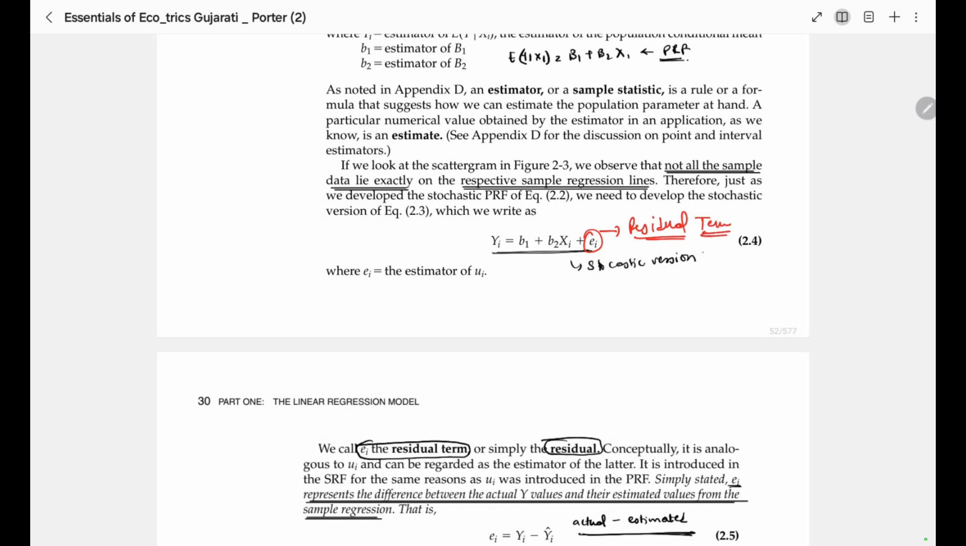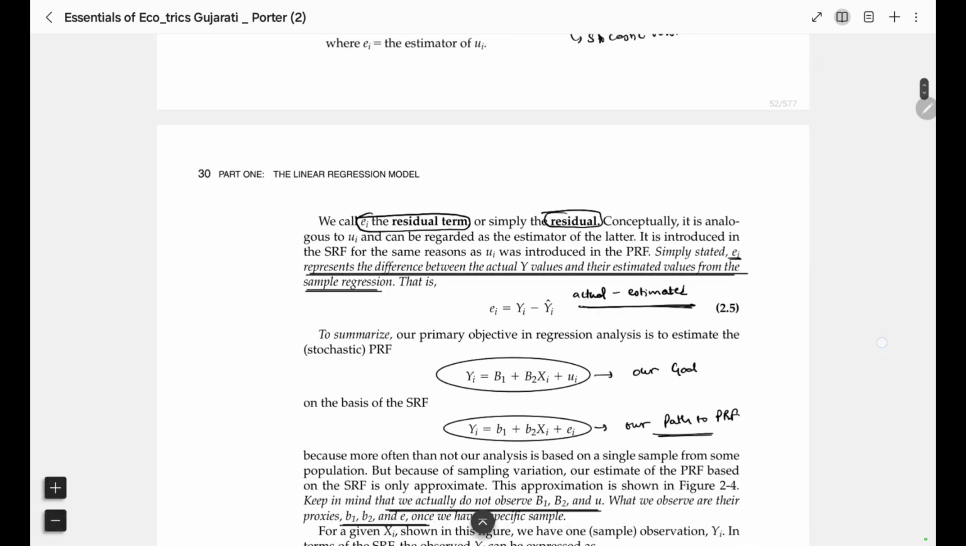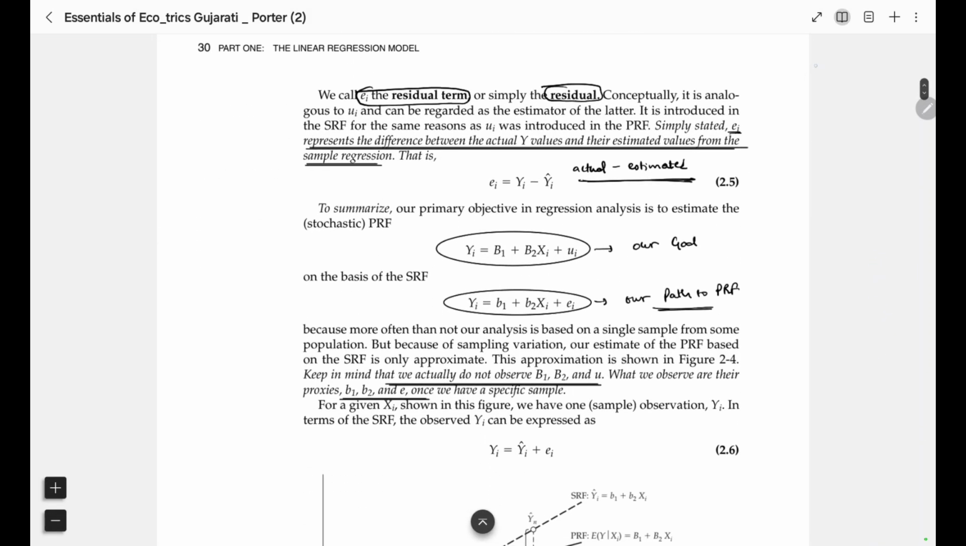Then whatever is left, residue, you know that residue means whatever is left, right? So this is a residual term. Okay, so moving ahead, what our residual term actually is: this line is like this, and this is our actual value, and this is what we have predicted using the sample value, that is why this line is here. So this residual term ei is actually a difference between your actual value minus the estimated value.